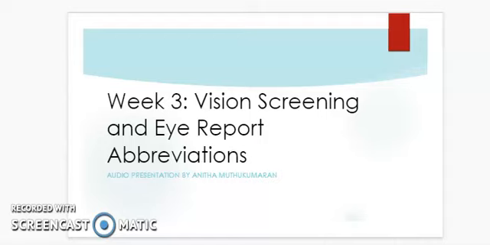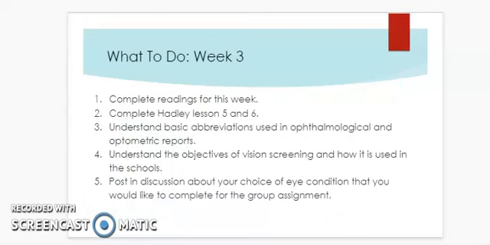We are in week 3 of 548. This week we will be focusing on vision screening and eye report abbreviations. So what to do this week? We need to complete readings for this week, and most of the readings are in Canvas. And there are some websites and links for you to go over.